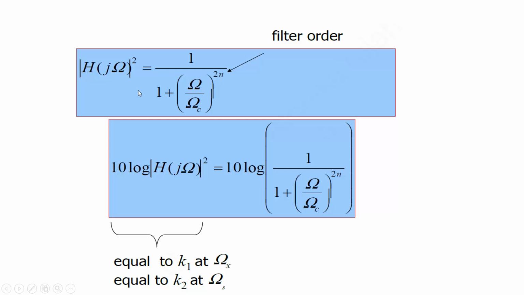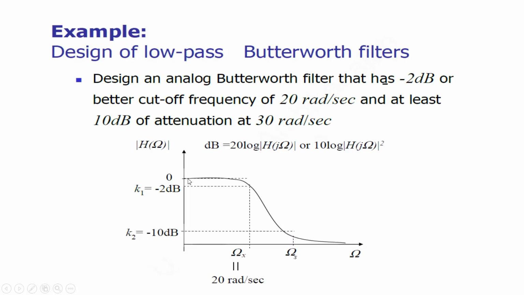We know that this is the standard Butterworth magnitude squared equation, right? Now we will use the power type of relation, which is 10 log |H(j omega)| squared. We take the log on both sides and multiply it by 10. So this will be my result. Now I will use two values, k1 and k2. So k1 is -2 dB and k2 is -10 dB. Rather than straightaway putting these values, I will use the general variables k1 and k2, general constants for this example at least.